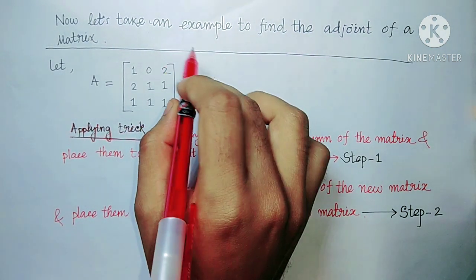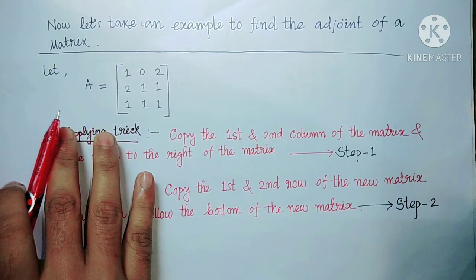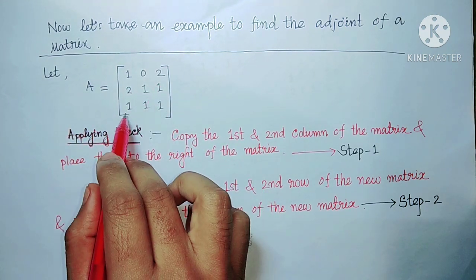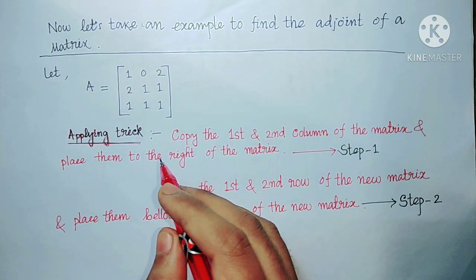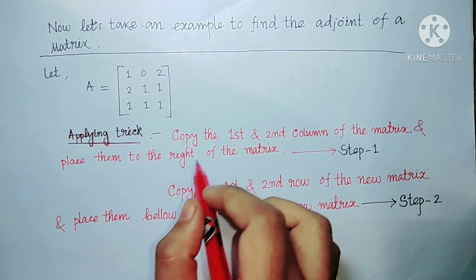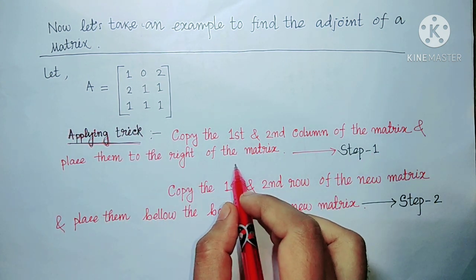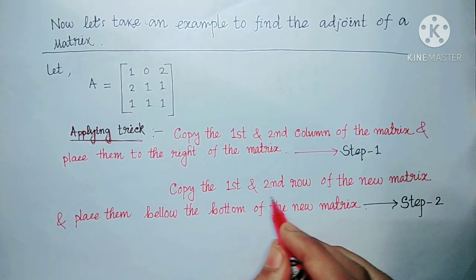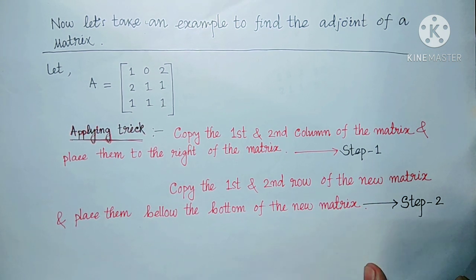Now let's take an example to find the adjoint of a matrix. Let the matrix A be 1 0 2, 2 1 1, and 1 1 1. Applying our trick, in step 1 we copy the first and the second column of the matrix and place them to the right of the matrix. Step 2 says to copy the first and the second row of the new matrix and place them below the bottom of the new matrix.